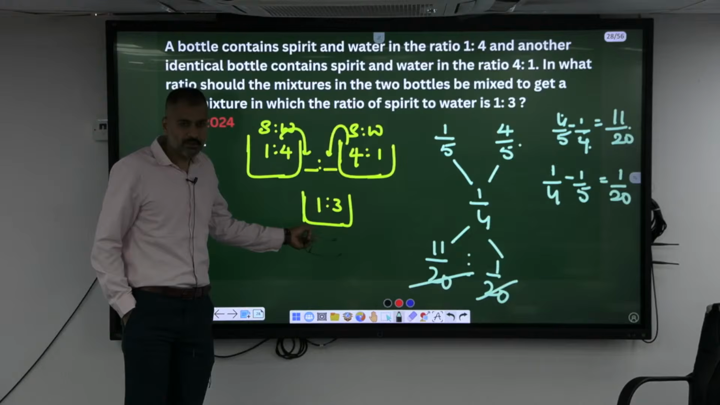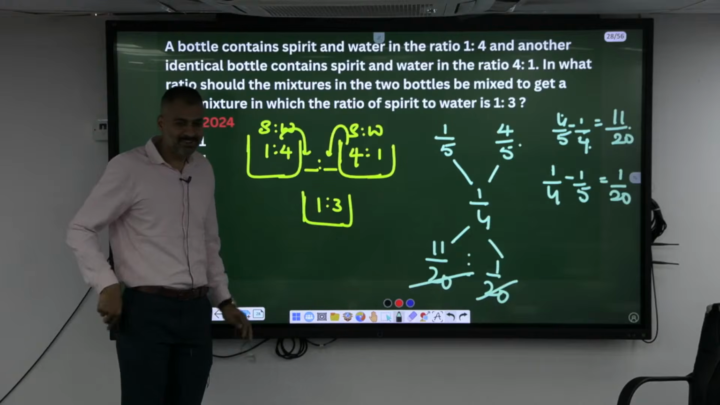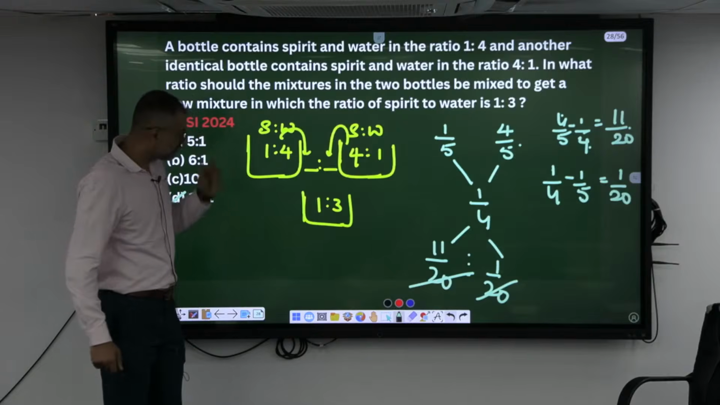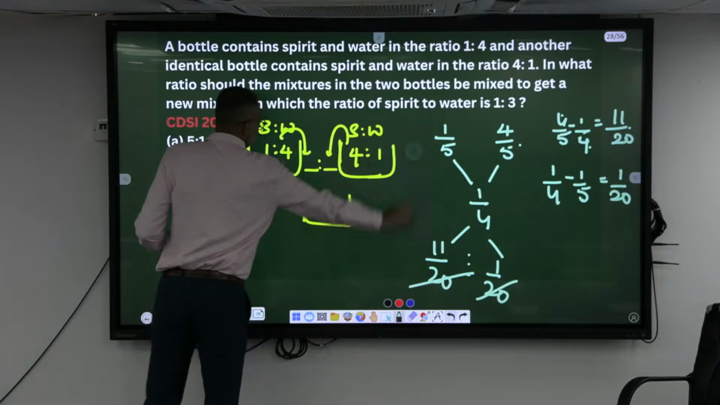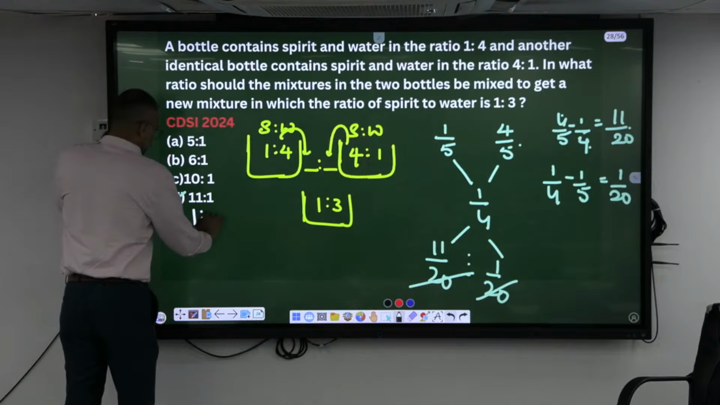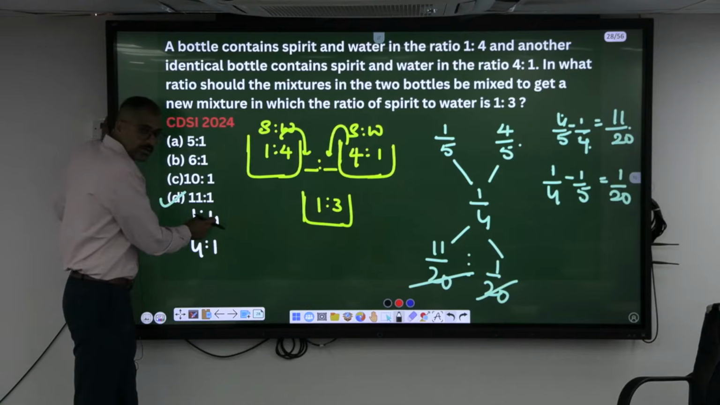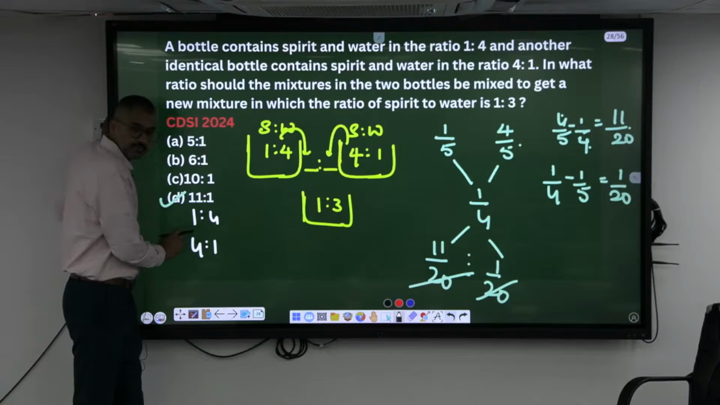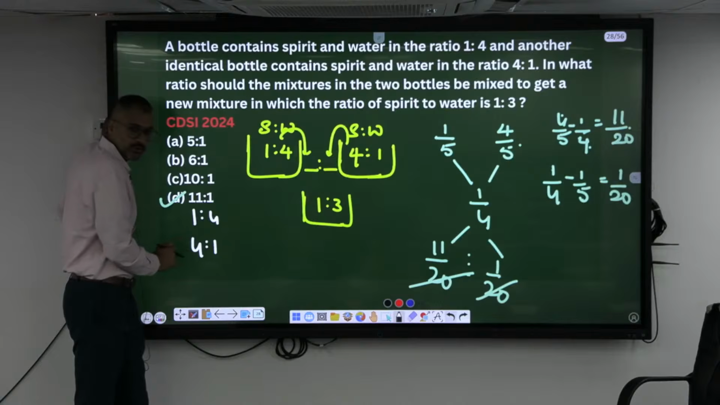1:3. To go in reverse, you have to do that question now. See here, this is 1:4 and this is 4:1. If they are not identical, if this is 1:4 and if this is 2:1, this is 5 parts, this is 3 parts. In that case, we have to make them same. Okay, you have to make the volume same by taking the LCM and multiplying. Since they are same, no need to do anything.